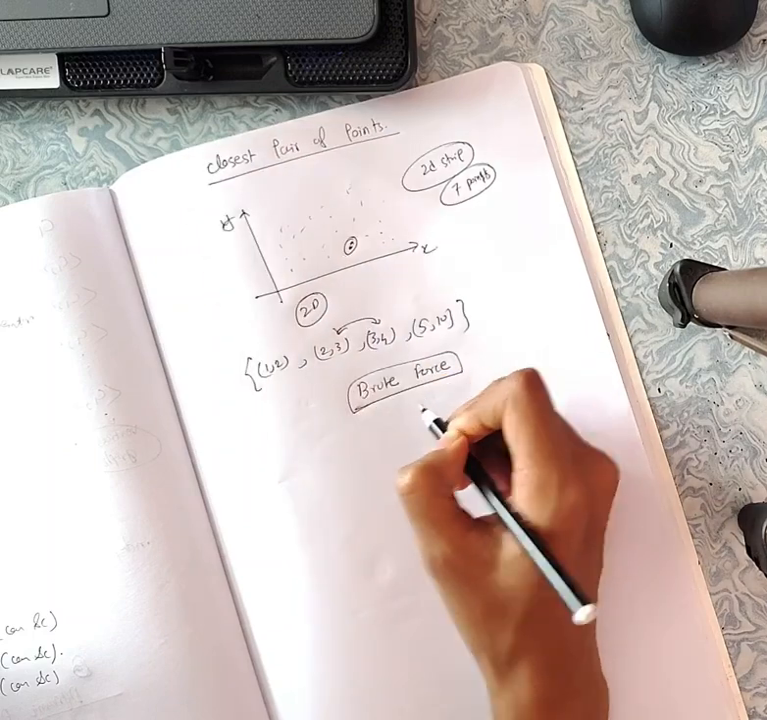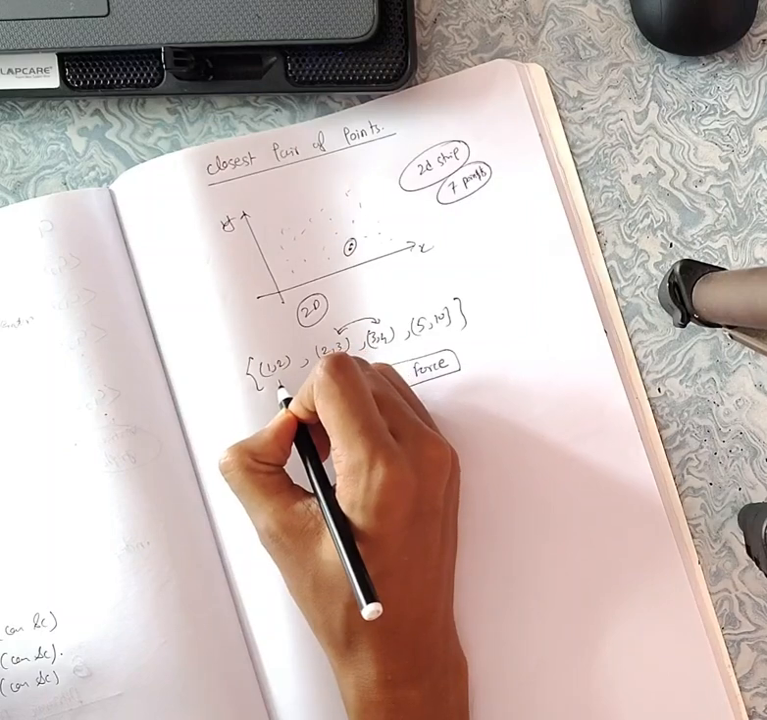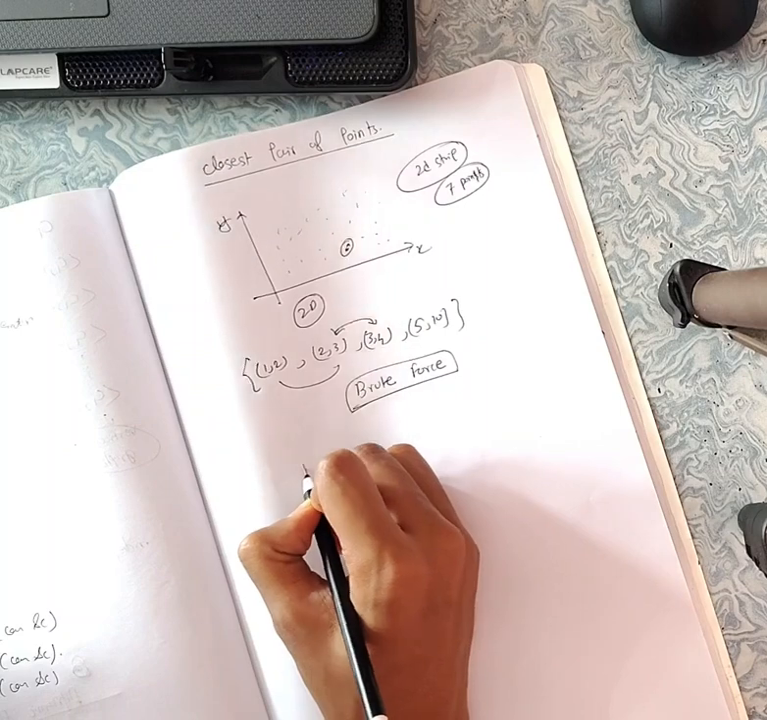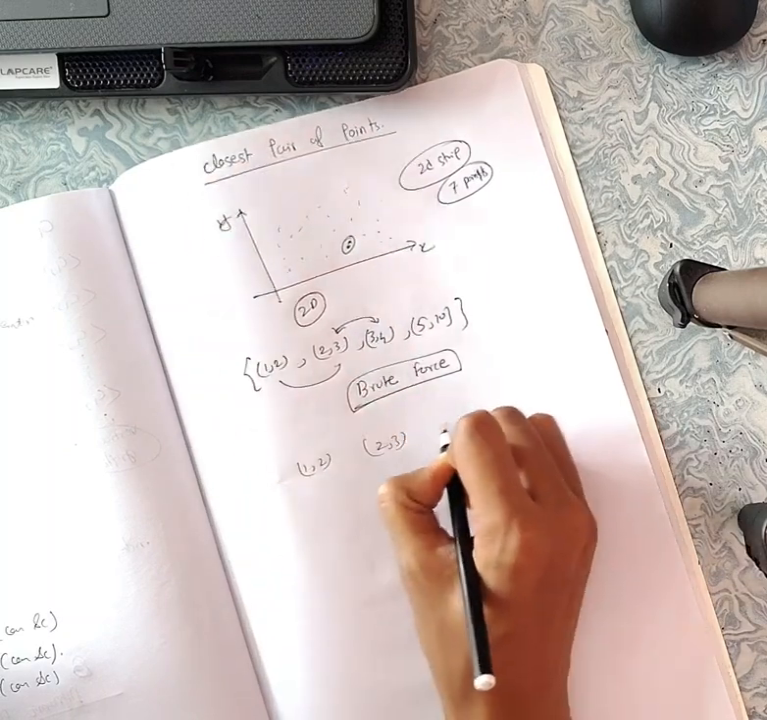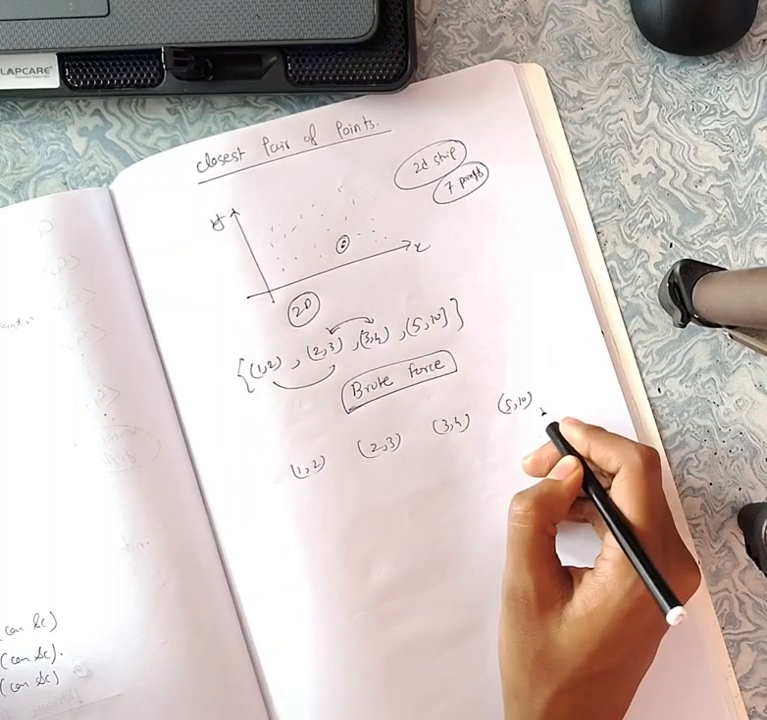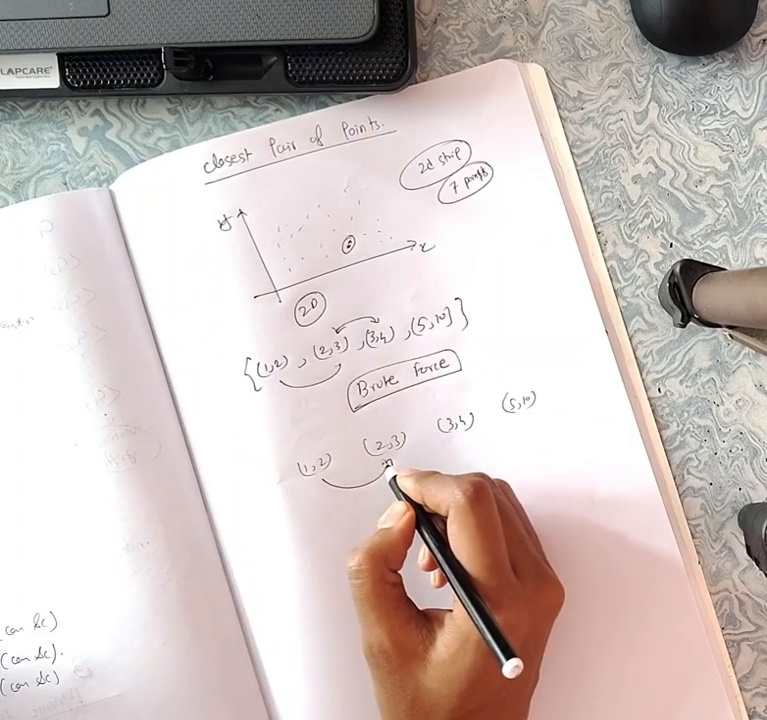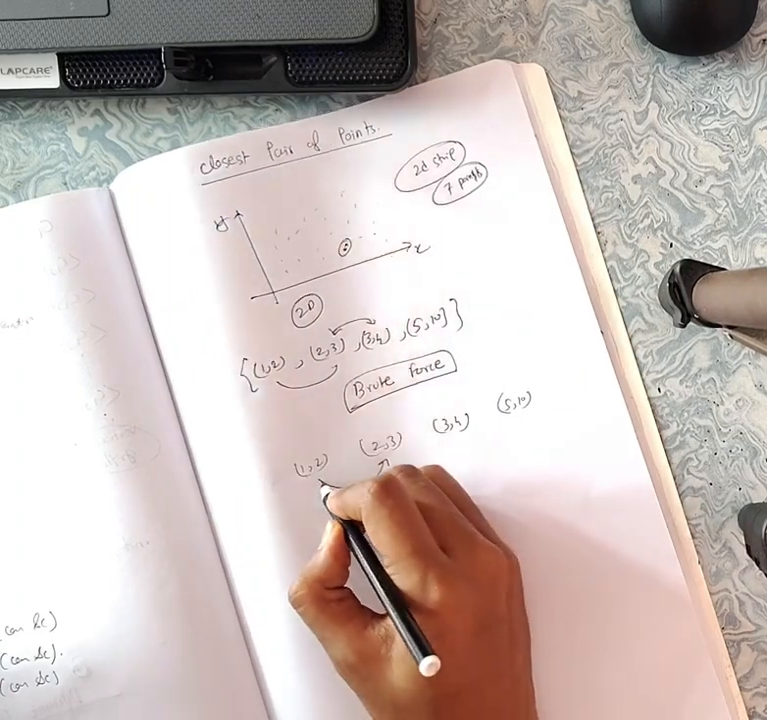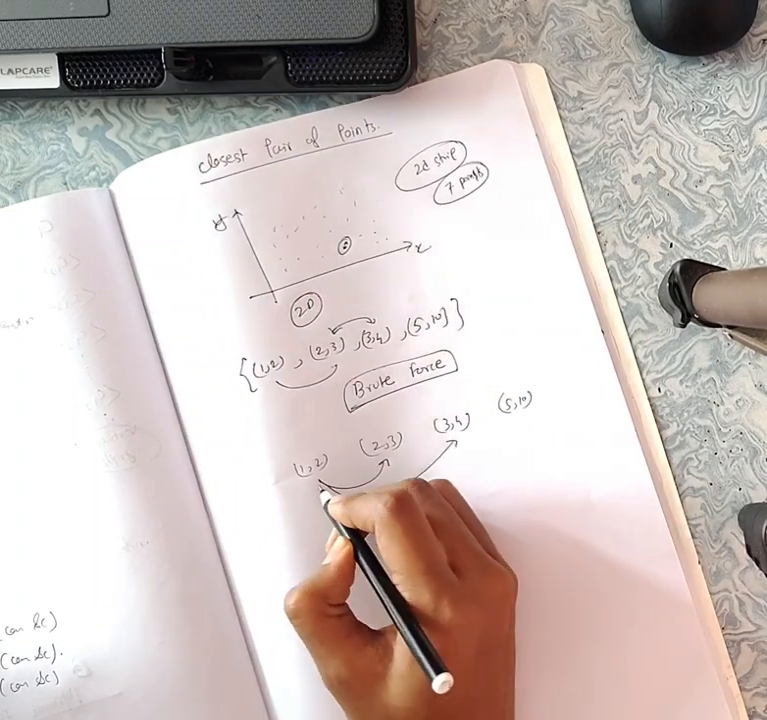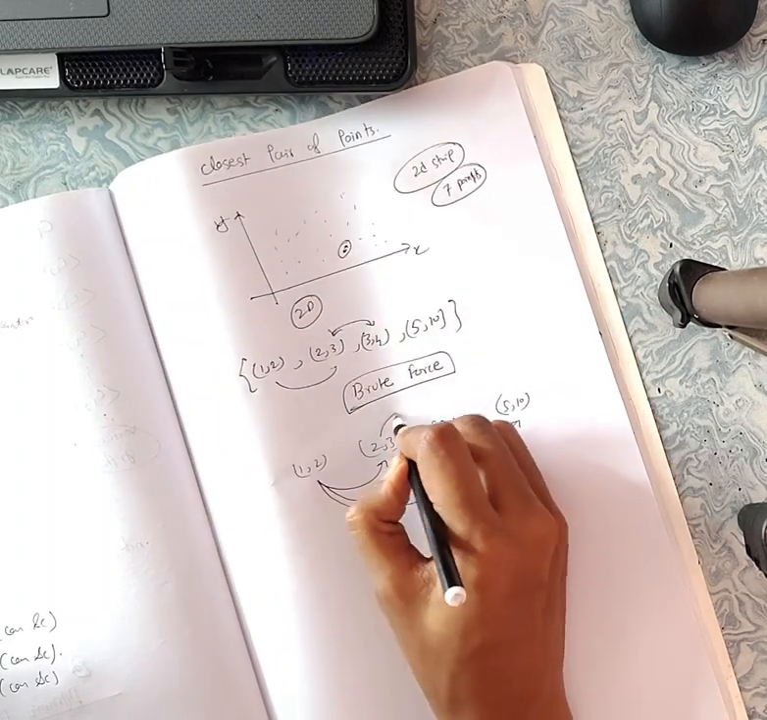And what is the brute force way? It's comparing each and every point with each other. Suppose there are 1 2, 2 3, 3 4, 5 10. Suppose there are only 4 points. I will compare these 2 points and find their Euclidean distance. I will consider these 2 points and find their Euclidean distance, and then these 2 points. Then I'm going to find these 2 points.